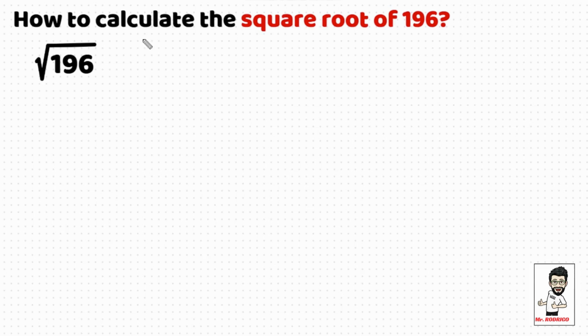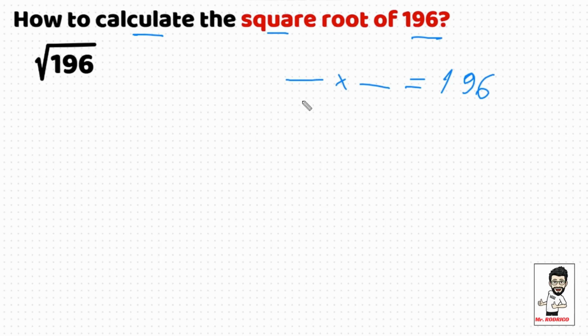And in this video, you're going to learn how to calculate the square root of 196. And to calculate the square root of 196, there are two methods you can use. The first one is this. Think of a number that, when multiplied by itself, gives you 196 as the result. That number will be the value of the square root of 196.